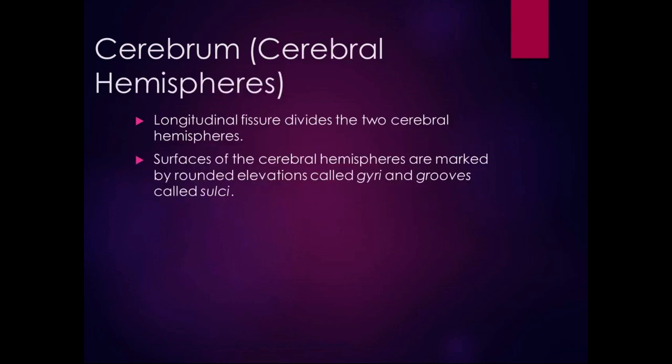So the cerebrum, or cerebral hemispheres, there are two cerebral hemispheres divided by a longitudinal fissure. The surfaces of the cerebral hemispheres are marked by rounded elevations called gyri and grooves called sulci. So the singular of gyri is gyrus, and the singular of sulci is sulcus. So when you have a groove, it's a sulcus. You have a bump, it's a gyrus. And all of them together are gyri and sulci. And there are different names for them in the brain, for the individual ones.